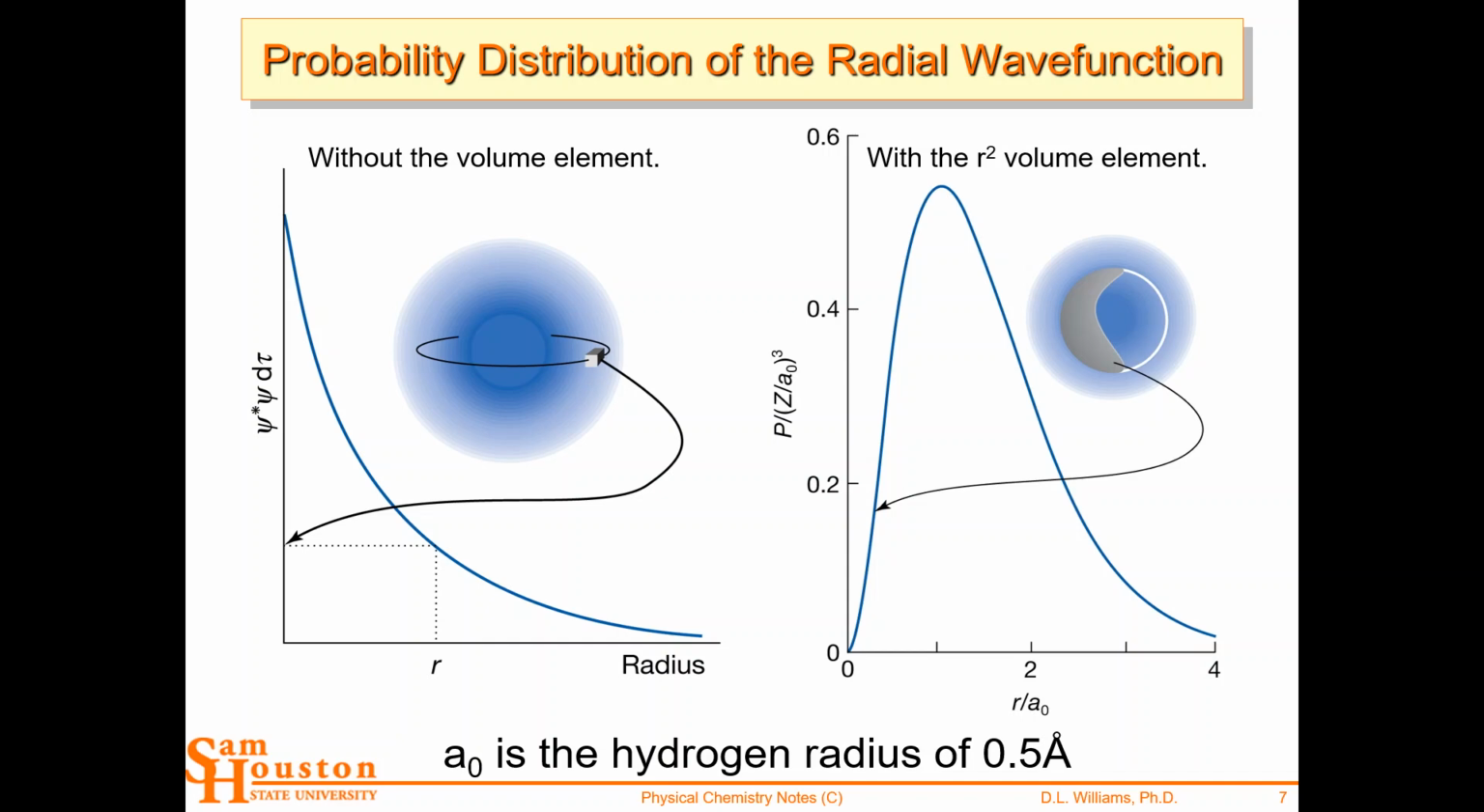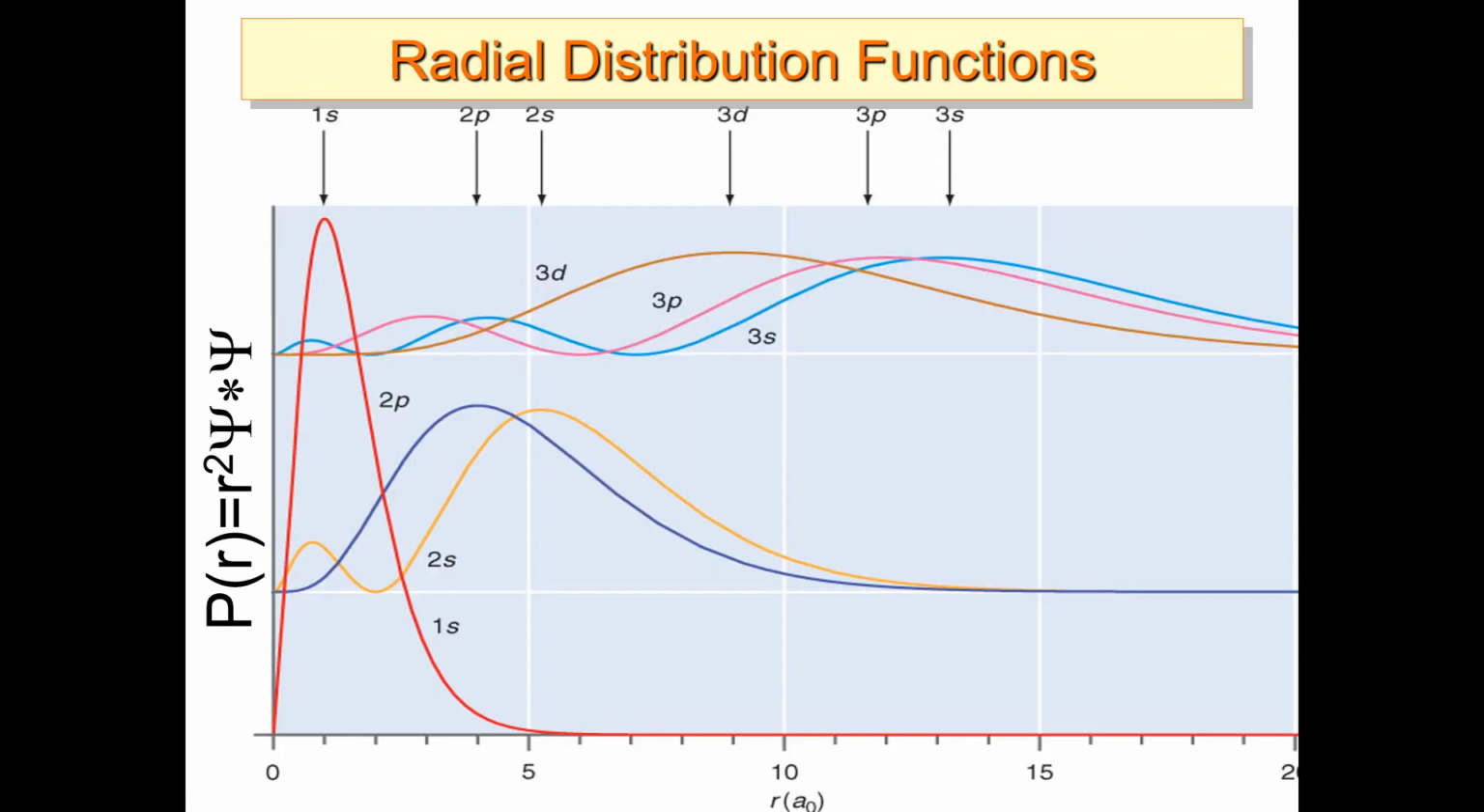And so this is plotted as R over a naught, and a naught is that most probable position for the hydrogen electron. So this is at 1 a naught radius. It's about half an angstrom for a hydrogen atom. And so here are the radial distribution functions for a lot of the orbitals that we've seen. So here's the 1s. Again, this is in units of the hydrogen radius. So this is the 1s, and it's got a maximum position at 1 radius.